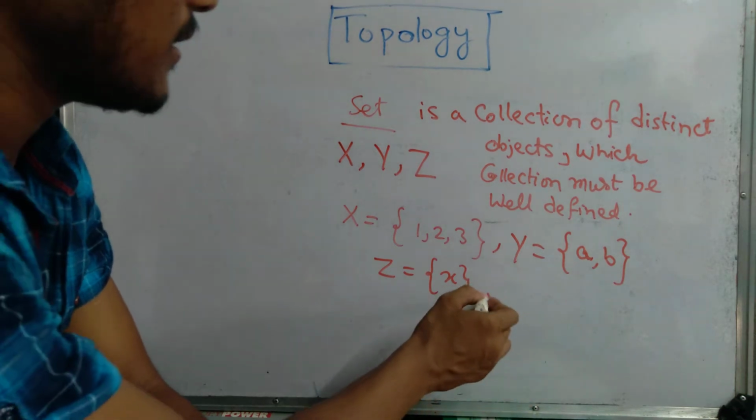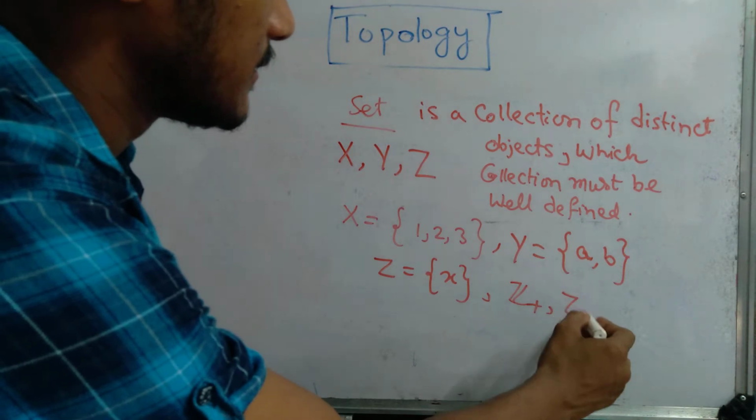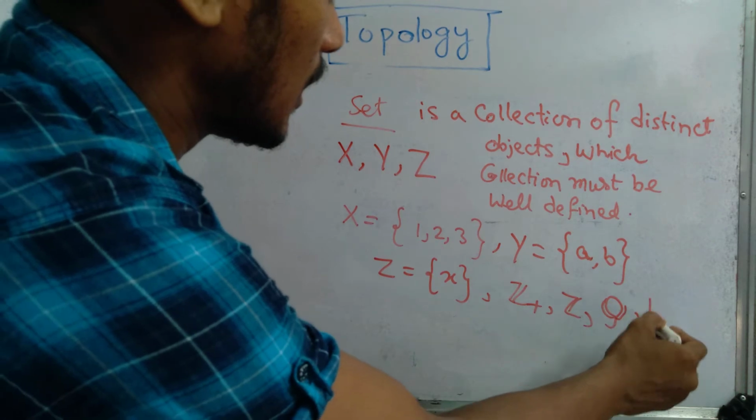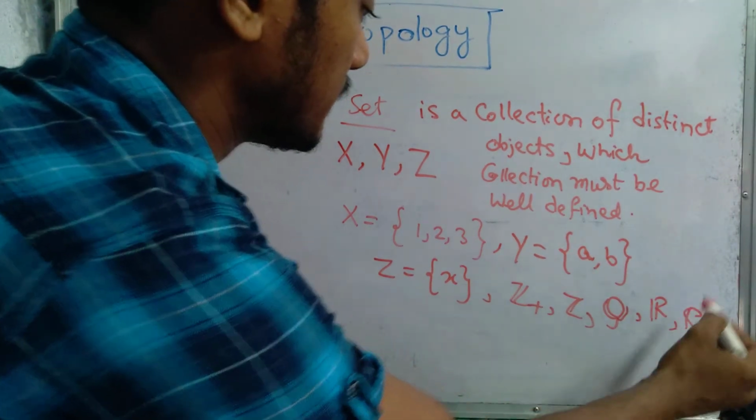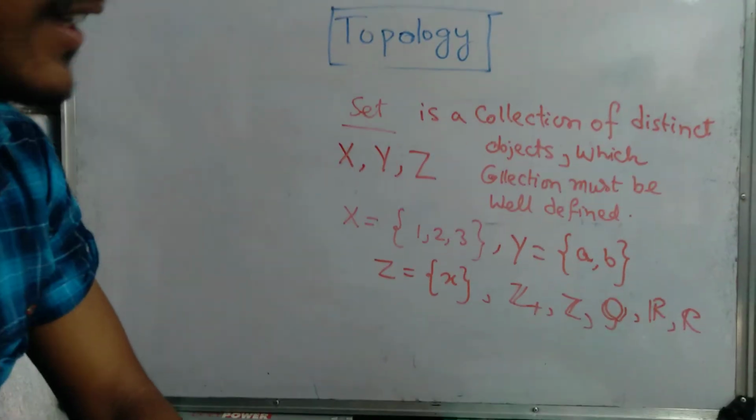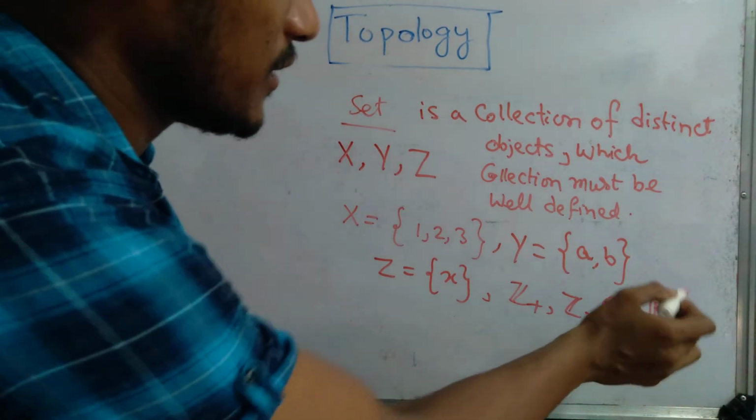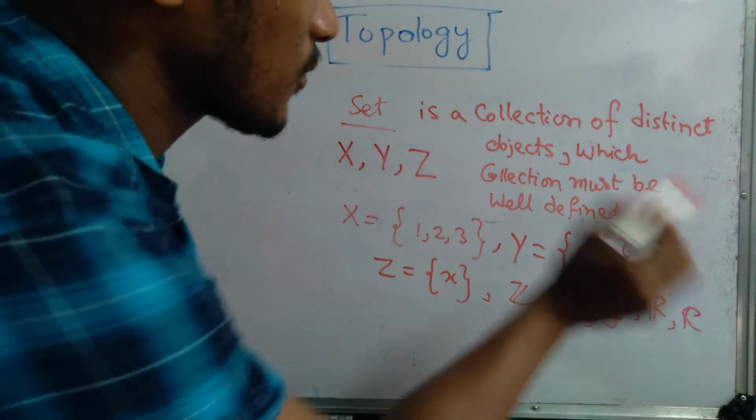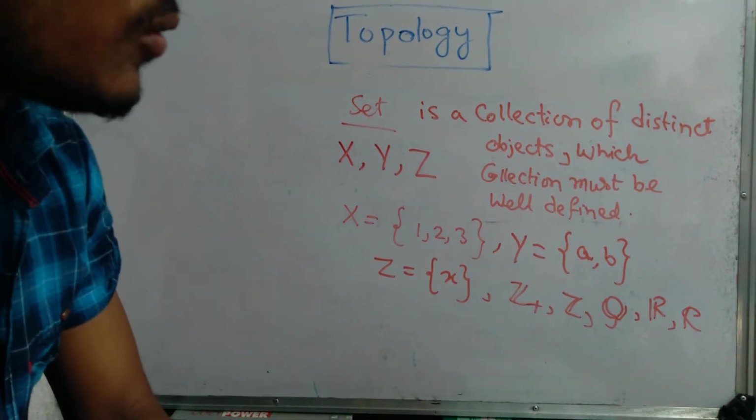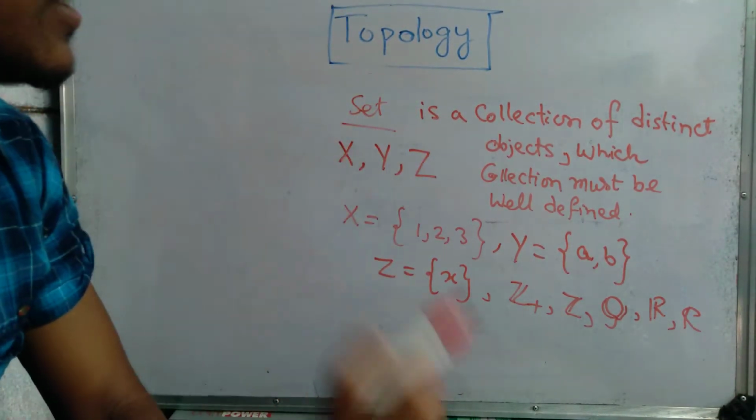And we are also familiar with more sets: Z plus, Z, Q, R, C. That means Z plus is the set of positive integers, Z the set of integers, Q the set of rational numbers, R the set of real numbers, and C the set of complex numbers. So what do we know now? We know set. Set is a collection of distinct objects.